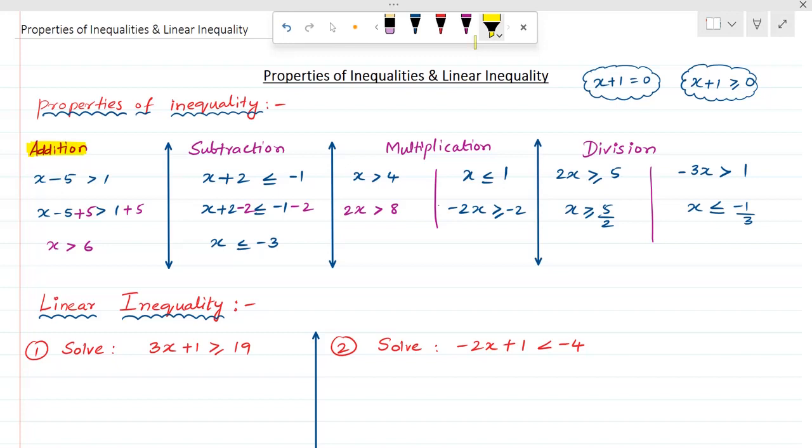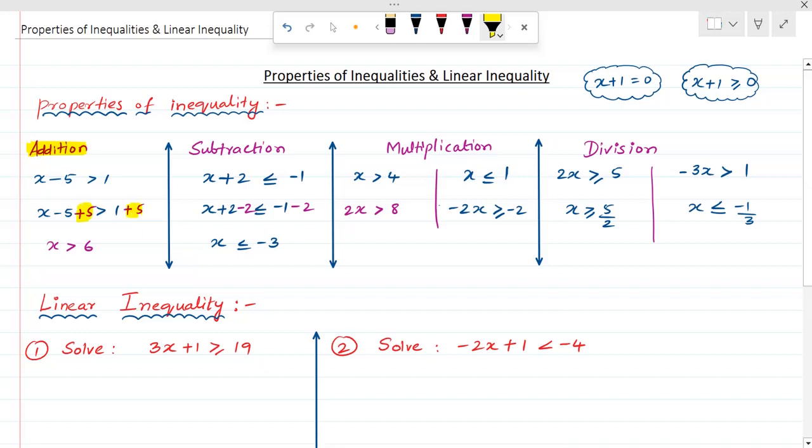What is number one? The first one is the addition property. When you have x minus 5 is more than or equal to 1, if you add some number to both sides, so plus 5, I will add to both sides, it will not change the inequality. This is the first property, of addition.